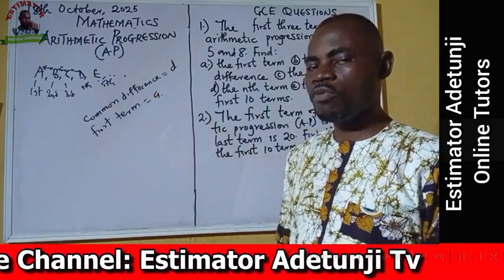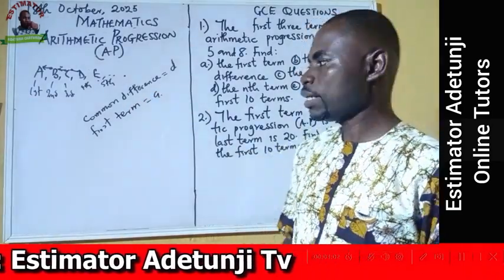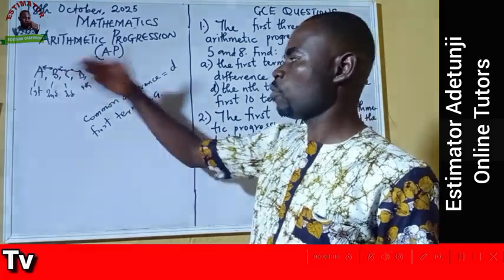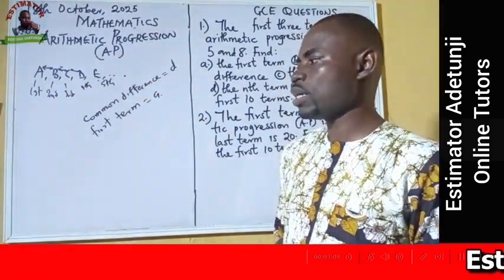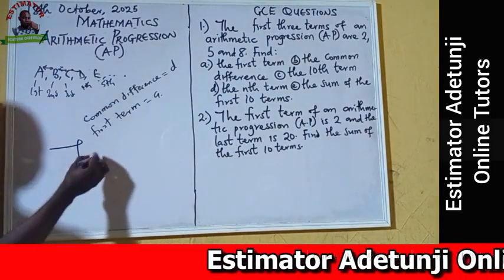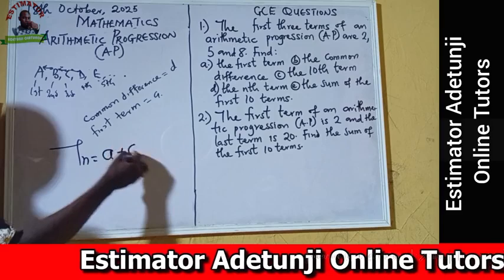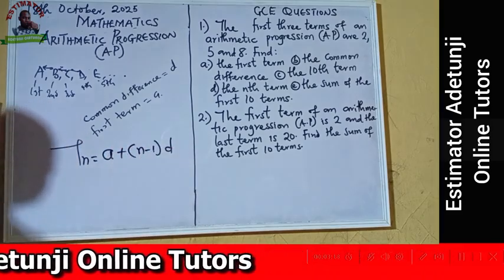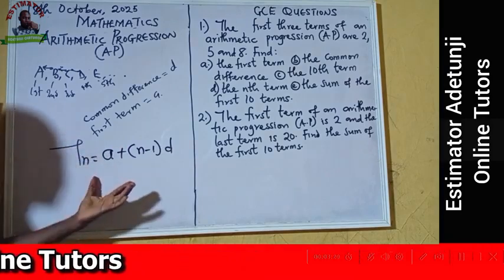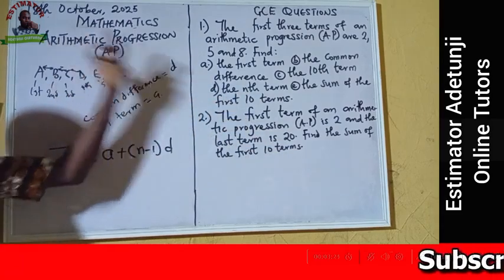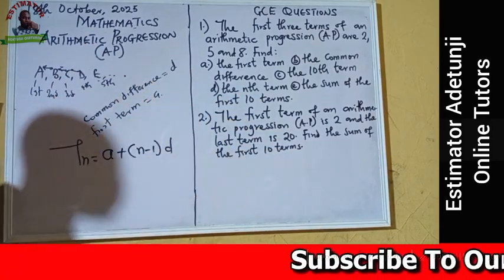With this now, we can establish a formula that we can use to generate the remaining items or the remaining numbers in this particular sequence. The formula says Tn equals a plus open bracket n minus 1 close bracket d. This formula can be used to generate the remaining or any item in any given AP.